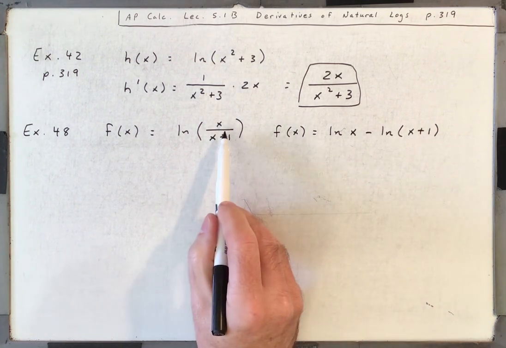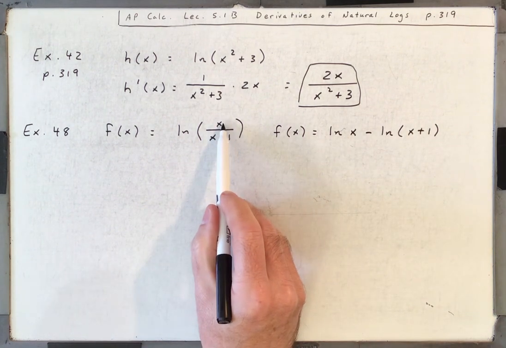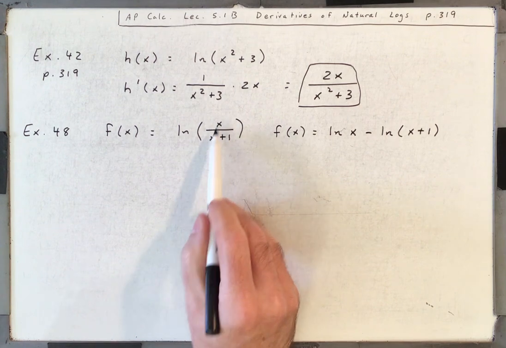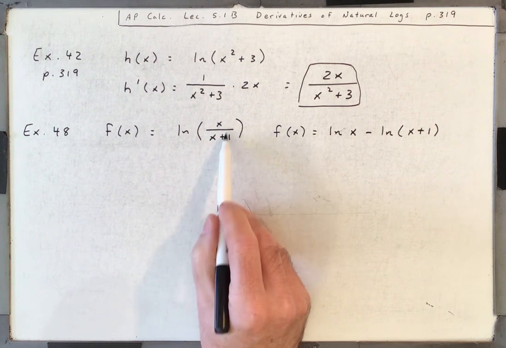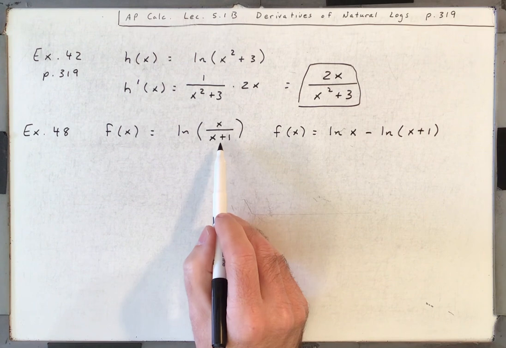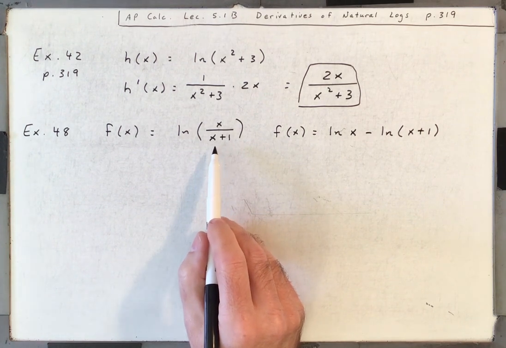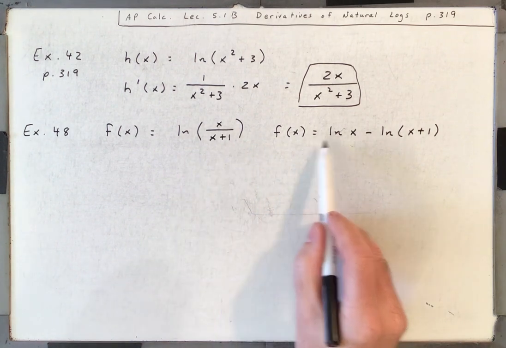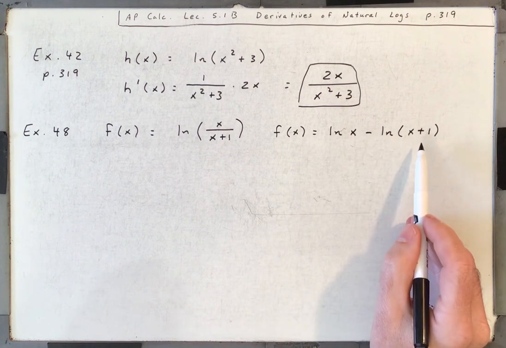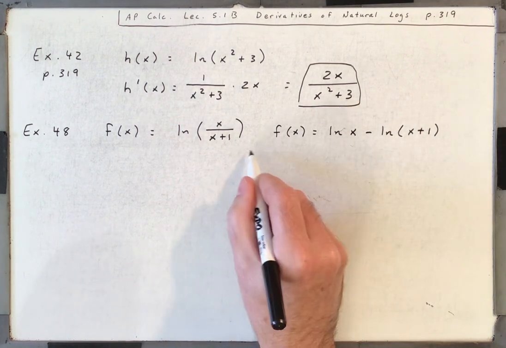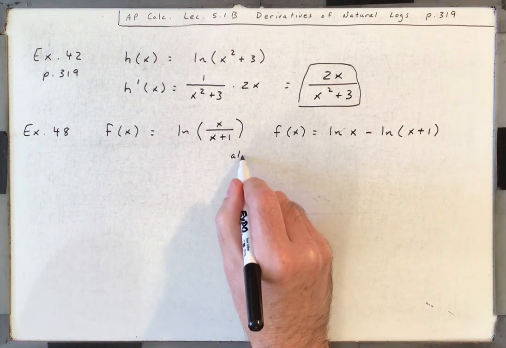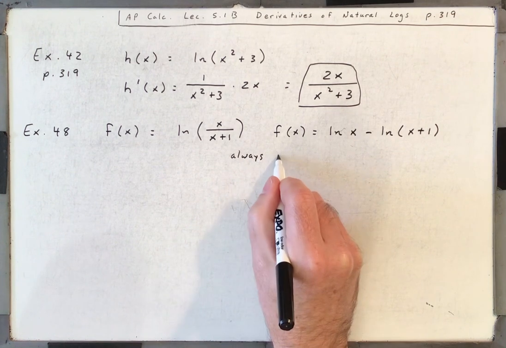If you do this as 1 over x times x over x plus 1 times the derivative of that, you've got a tremendously difficult problem. You can do it, but it's so much easier. Always rewrite if you can. I'm writing that down. Always rewrite.